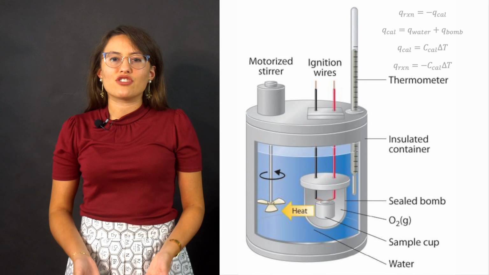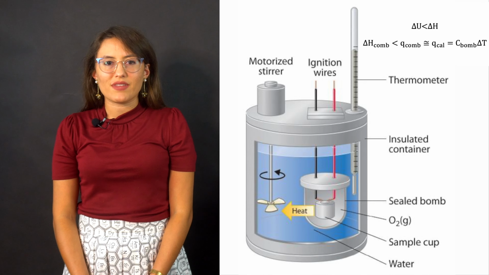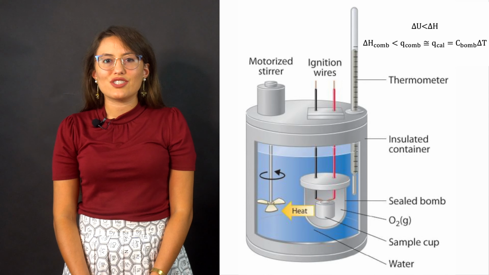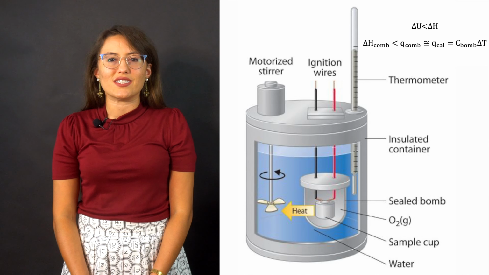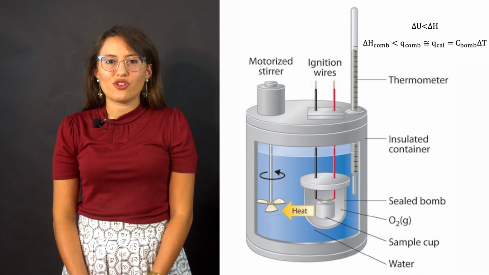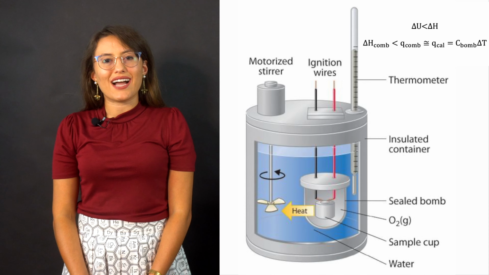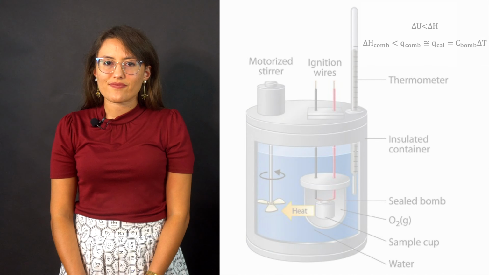Keep in mind the change in internal energy is equal to Q minus P delta V. If the change in volume is zero, this term becomes zero and the change in internal energy is equal to Q subscript V. However, the difference between the internal energy and enthalpy is a relatively small correction factor, and we will not concern ourselves with it for now.